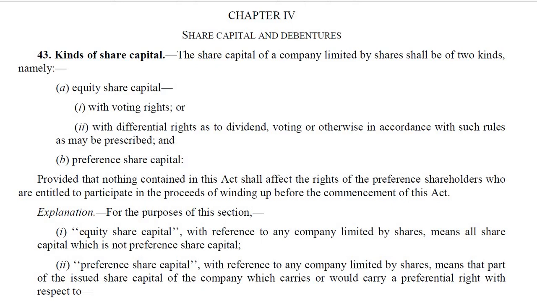Now let's learn Chapter 4 of the Companies Act 2013, Share Capital and Debentures. According to Section 43, Kinds of Share Capital: the share capital of a company limited by shares shall be of two kinds, namely equity share capital with voting rights or equity share capital with differential rights as to dividend, voting or otherwise in accordance with such rules as may be prescribed.